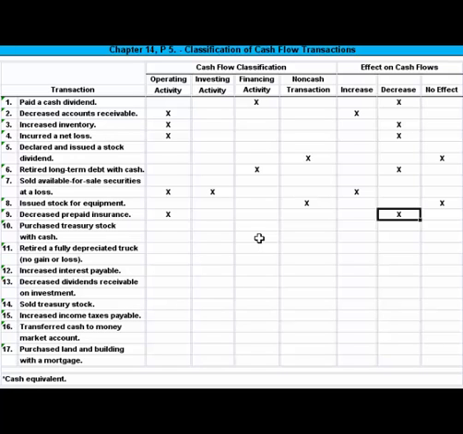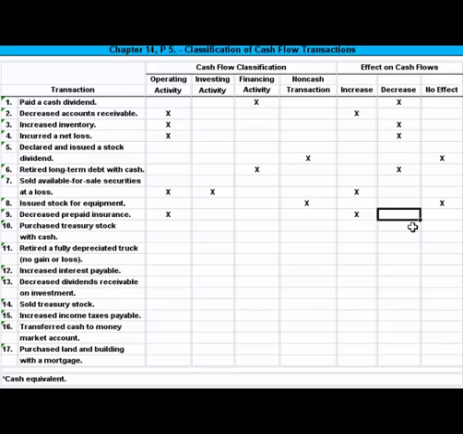I said that incorrectly. If we decreased prepaid insurance, I believe that's an error, by the way. I think this belongs here. Prepaid insurance, I think, is an increase, and let me explain why. It's no different than inventory. If we decrease accounts receivable, it means that we decreased an investment and obtained cash.